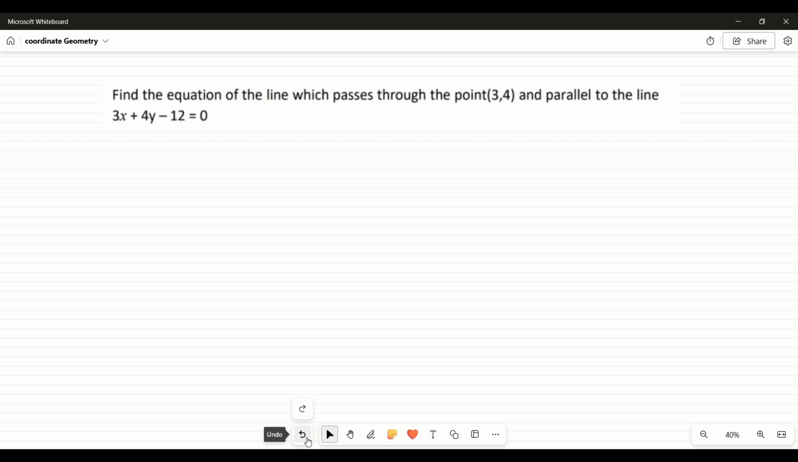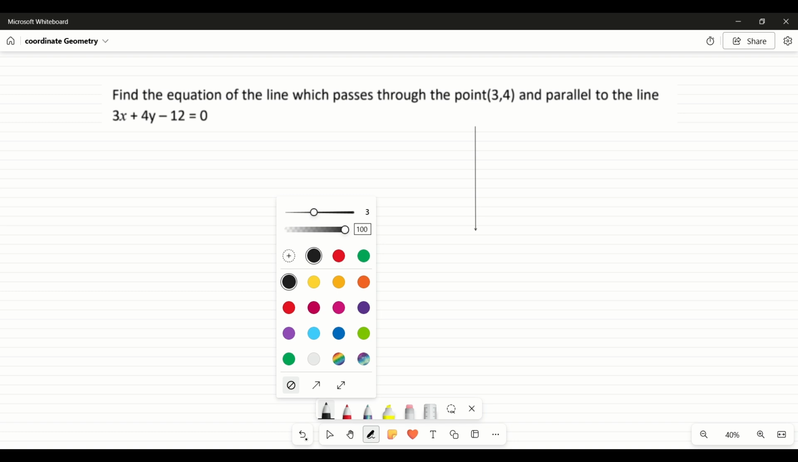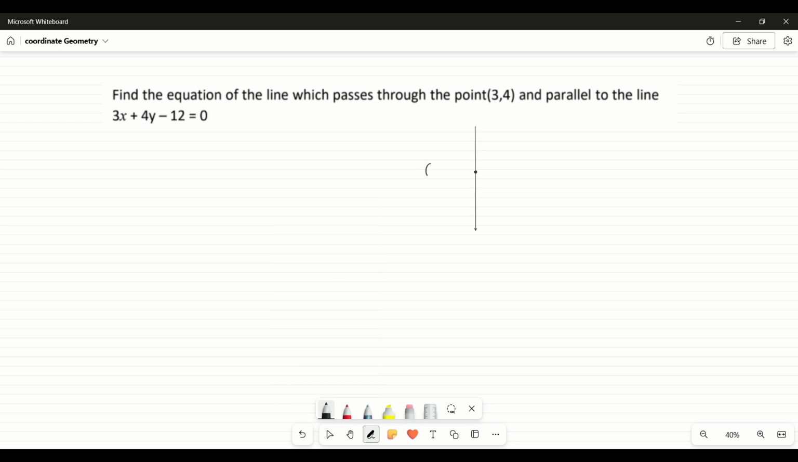Let's read the question carefully, because understanding the question is the most important thing. Find the equation of a line which passes through the point (3, 4). Okay, let's consider a line. This is a line which passes through (3, 4). Let's label the point. I'm saying again, the figure is not accurate; we are going to make a rough sketch. And this line is parallel to another line whose equation is given.